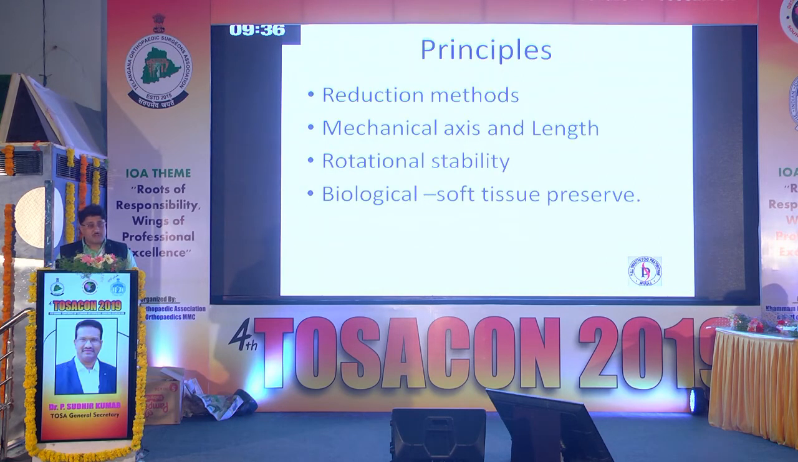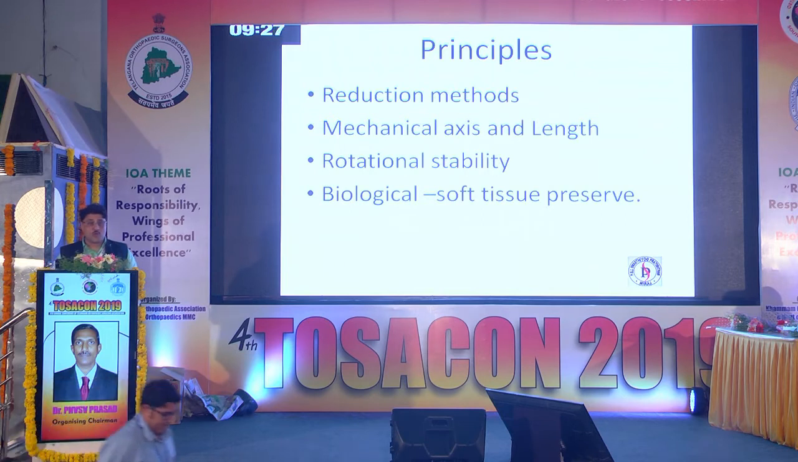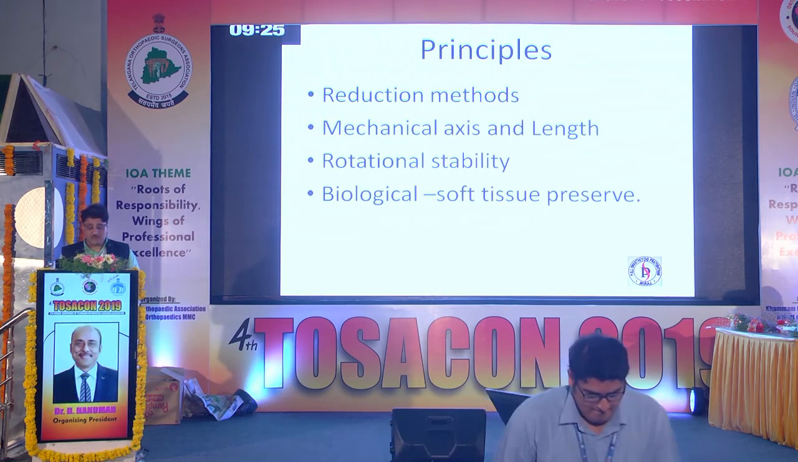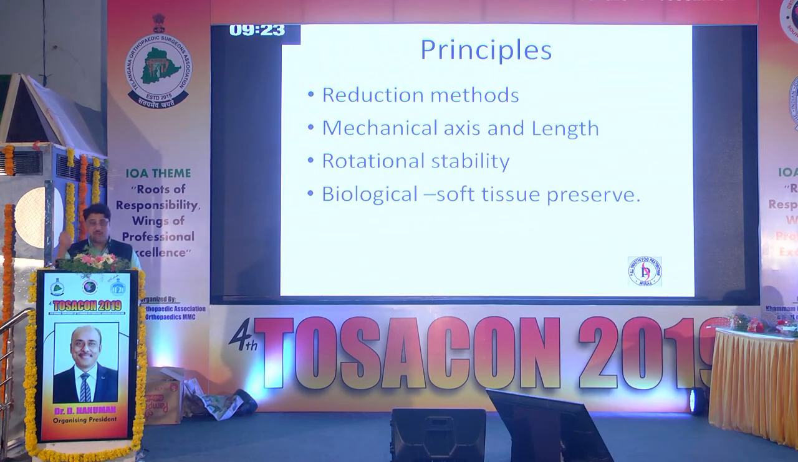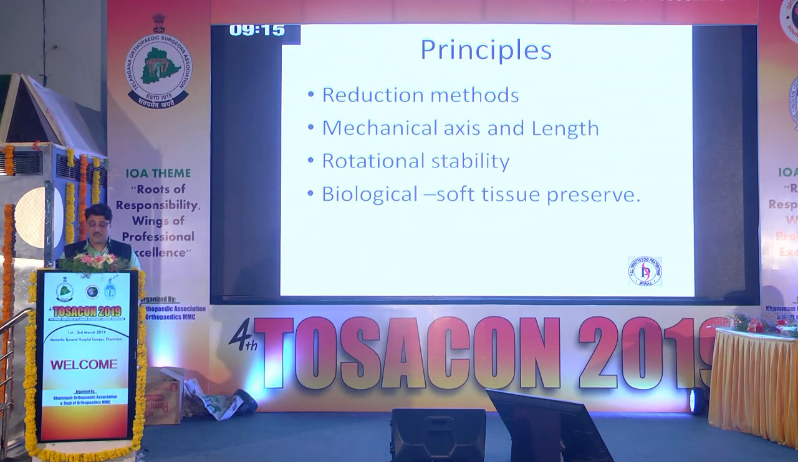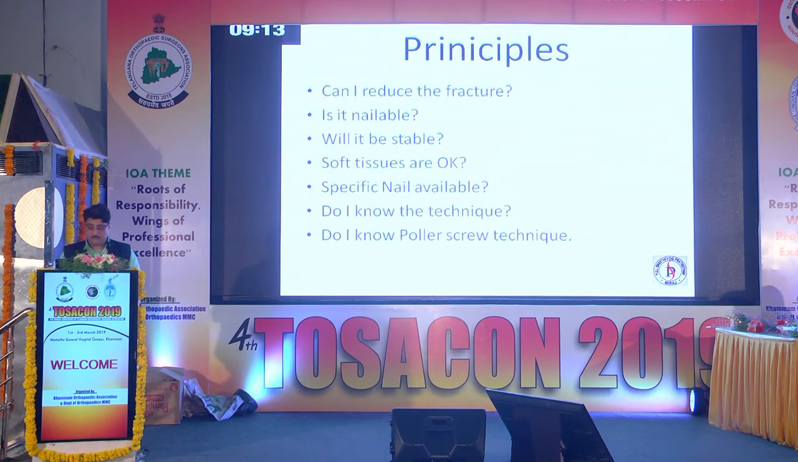So what are the reduction methods? We must know exactly how to reduce the fracture. The nail is not a reduction tool to reduce your fracture. That's very important. People try to put a nail and then try to reduce it and then they fail, but that is not the way. You have to reduce first and then give rotational stability, and biologically you have to preserve the soft tissue.